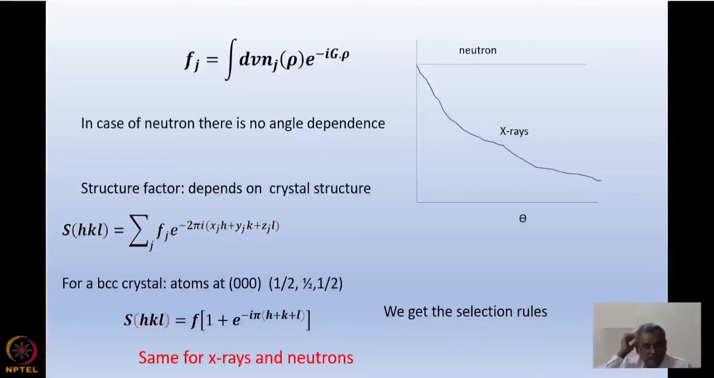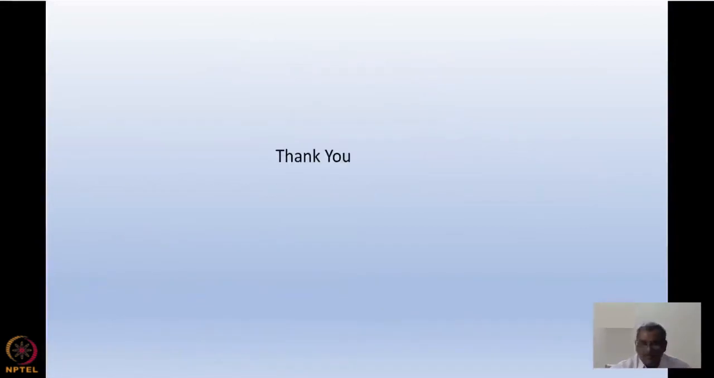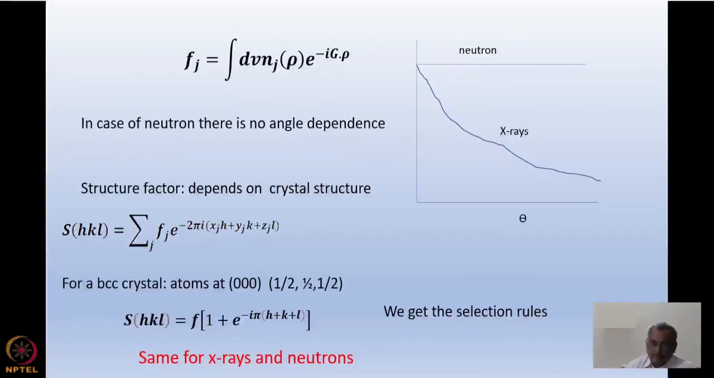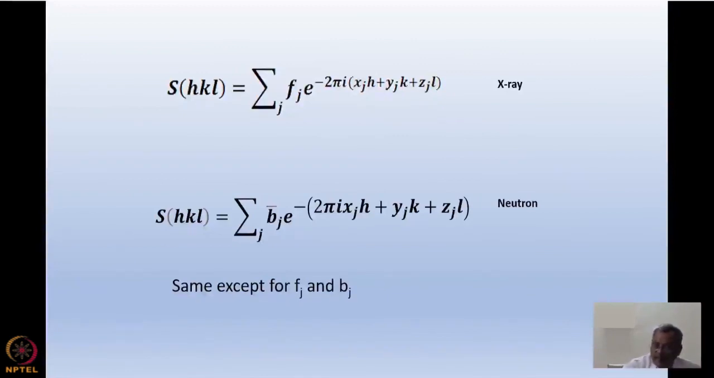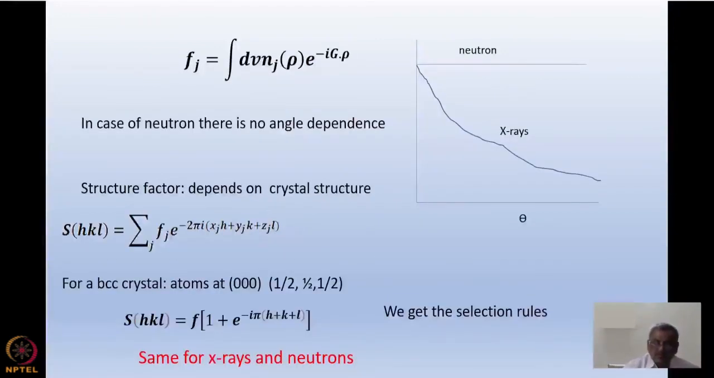So now you see the structure factor is F into 1 plus e to the power minus i pi h plus k plus l. Now there are certain selection rules for them. This S HKL, if h plus k plus l is even, then it will give me 2F. You can see that from this expression. So this gives me the selection rule. And if I use the values for neutron, it will be b, but this part remains same. So the selection rule will remain same for X-rays and neutrons.